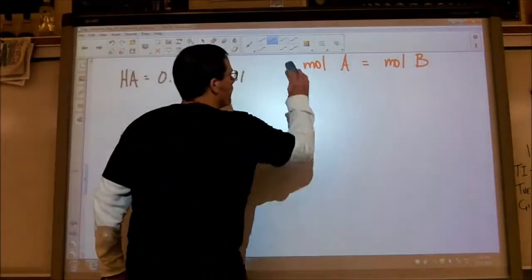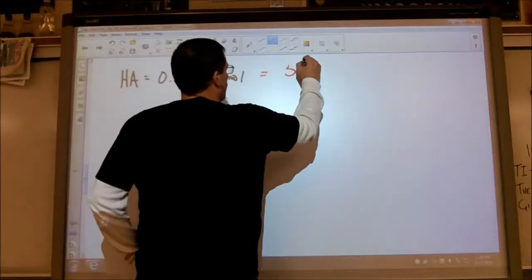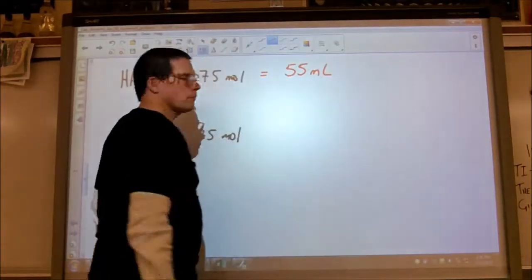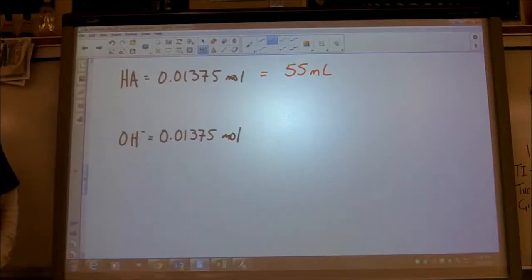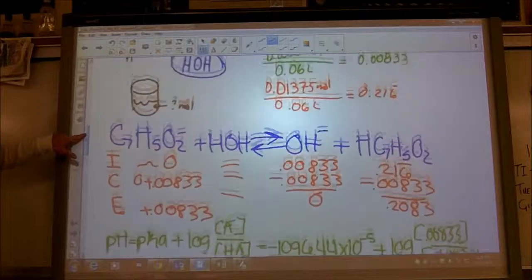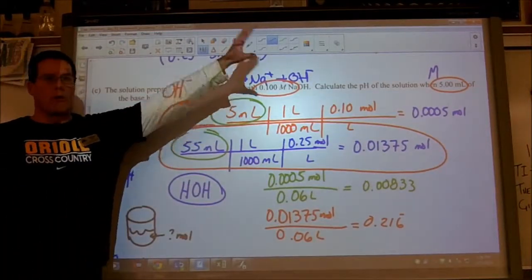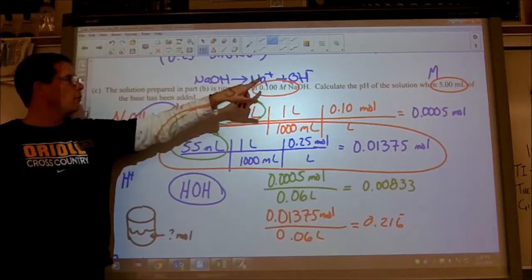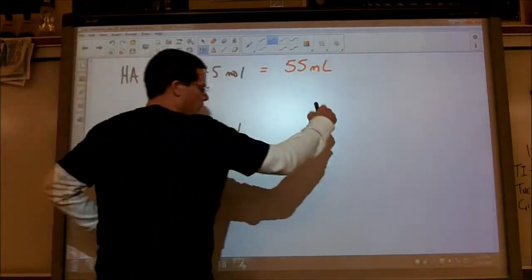But more importantly, we know that this volume is 55 milliliters, right? Yes. How do we find the volume of the hydroxide? What do we know about the hydroxide that's important? 5 milliliters. No, we don't care about the 5 milliliters because we're trying to find volume. But we know the molarity. And the units for molarity are what?